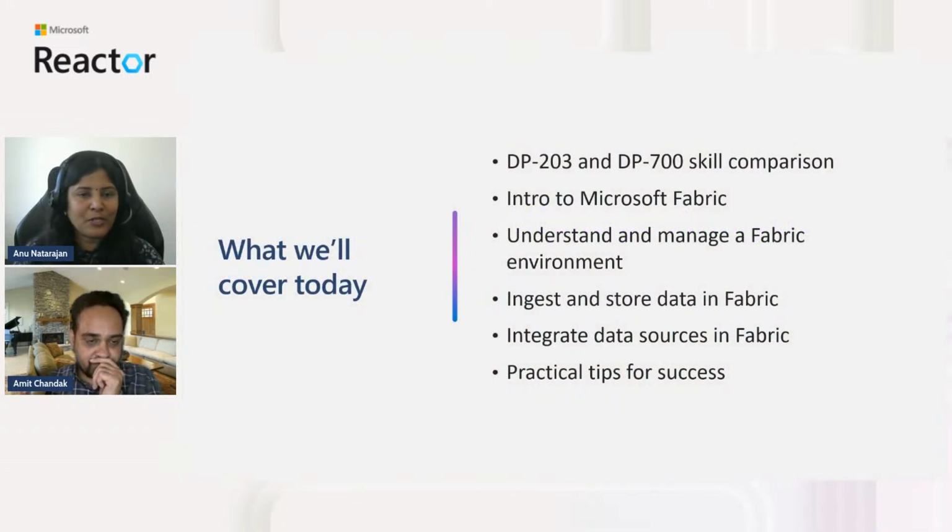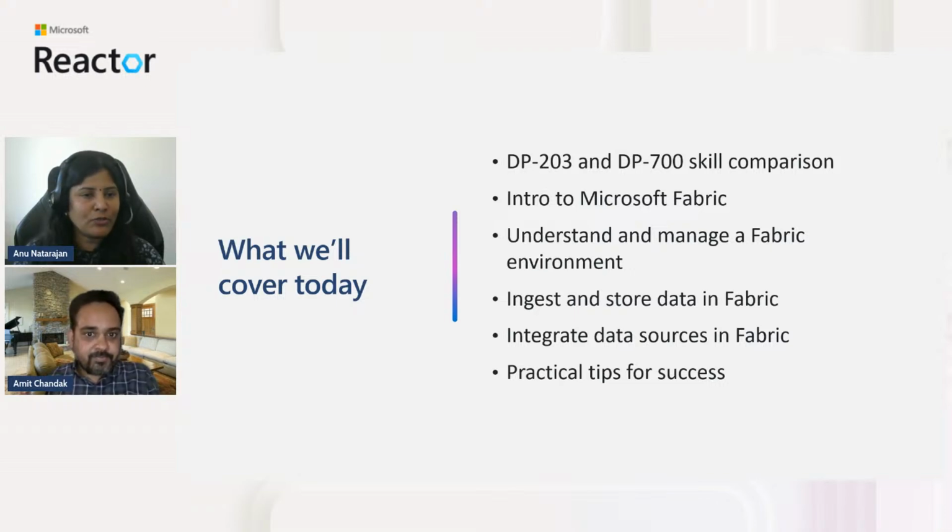So what are we going to cover today? We are going to start with the DP-203 and DP-700 skill comparison. This is really important because quite a few of us have been in the data analytics space for a lot of years, and we have been having the DP-203 certification. That's the certification we had all these days, and now we are going to transition to DP-700. So it is really important to understand what skills were covered with DP-203 and what is going to be covered as part of DP-700.